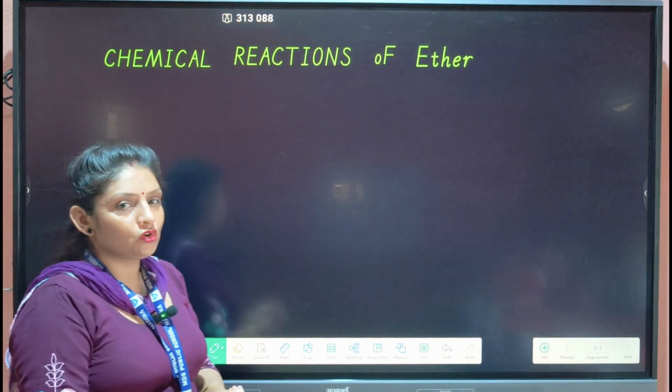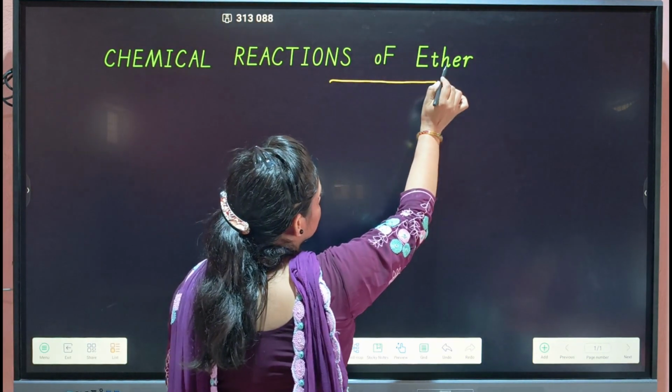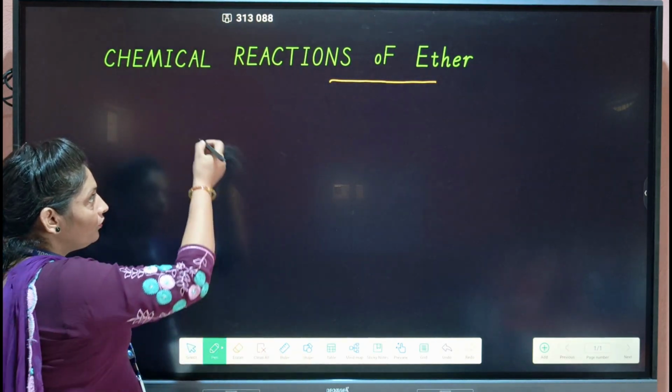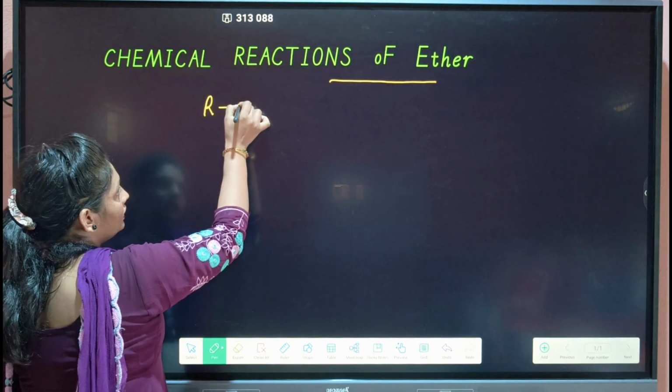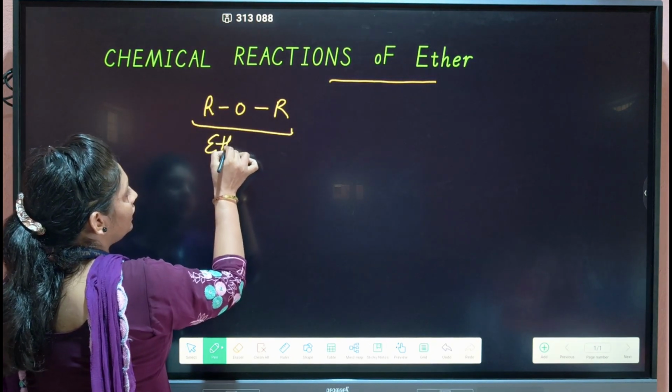Okay students, so today our topic is chemical reactions of the ether. We will discuss ether chemical properties. What do you mean by the ether? This R-O-R group is known as the ether.